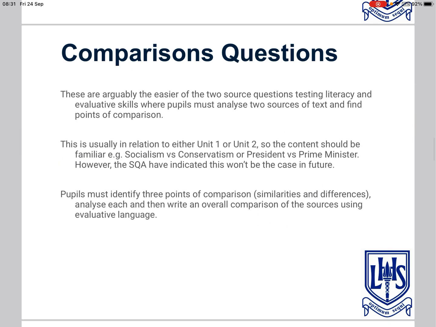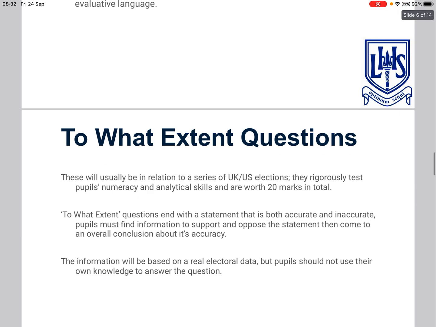The first source question is the comparison question, which is worth 8 marks, 10% of the overall grade. This asks pupils to identify 3 points of comparison from 2 sources, analyse each point, and then write an overall comparison using evaluative language. This is only 4 paragraphs, 2 marks per paragraph, and it can be done relatively quickly, with pupils given 25 minutes to complete it.